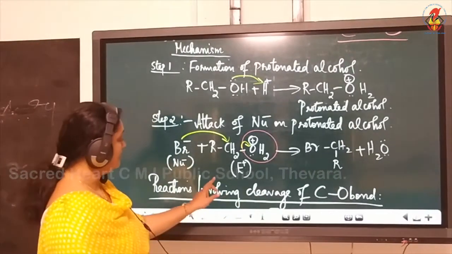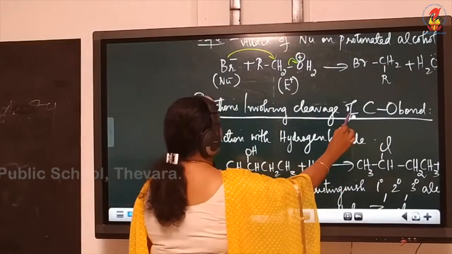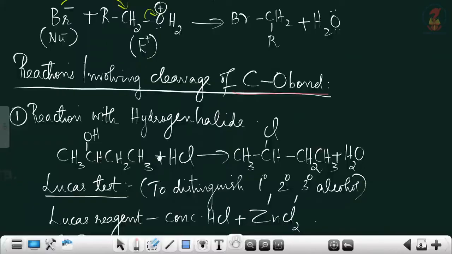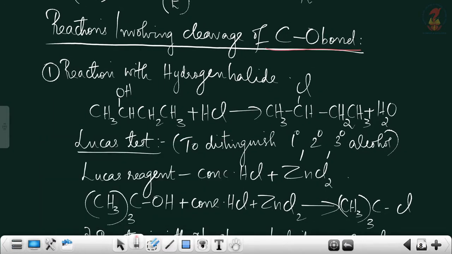Now let's see a few examples which involve cleavage of the carbon-oxygen bond. Examples involving cleavage of carbon-oxygen bond. Now the first example is reaction with hydrogen halides. Alcohols react with hydrogen halide. The CO bond breaks. This is the CO bond. It breaks and OH gets substituted with halogen, Cl. So you get haloalkane as the product.